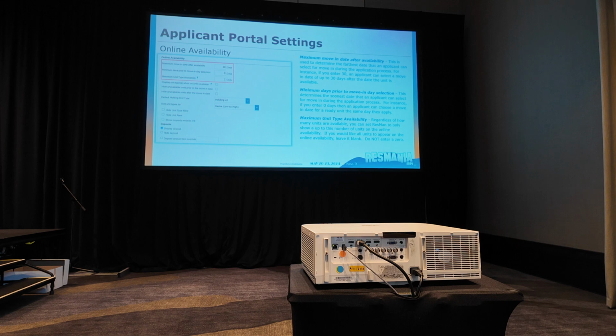All right, now we're going to cover pretty much this whole page. We're going to do it in 3 sections. So the very first thing in our online availability section of our applicant portal settings, y'all, that was a mouthful, the first thing we're going to look at is our maximum move-in date after our availability. So we can enter a number here, and what that allows you to do is select the farthest date that an applicant can select for move-in during the application process.